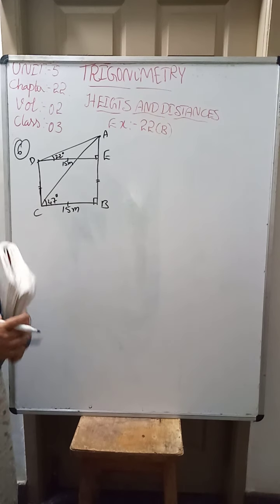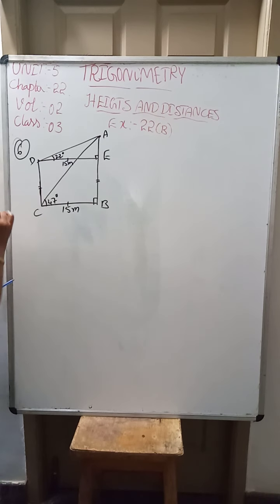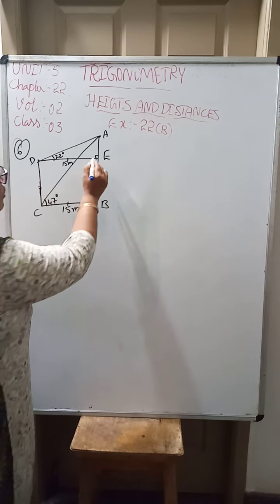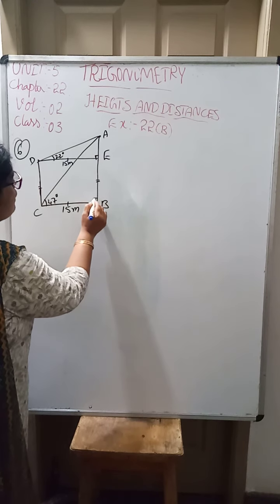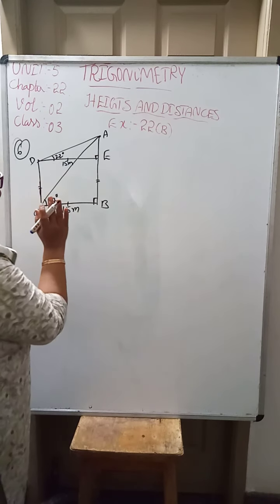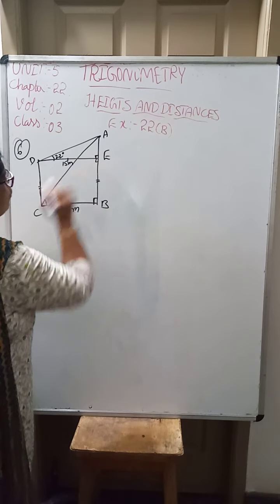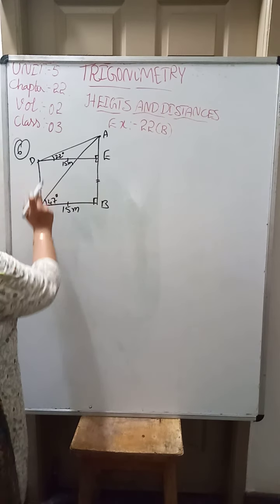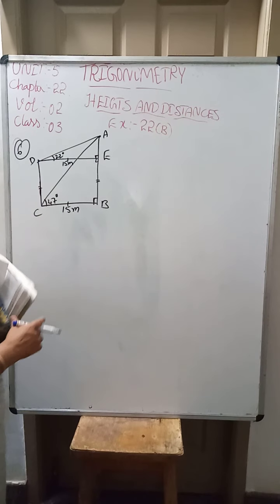It is a rectangle. How do we come to know that it is a rectangle? Look at the figure. Here they have given 90 degree and 90 degree. If this is 90 degree, this is also 90 degree. It's correct. So we will get this as a rectangle.